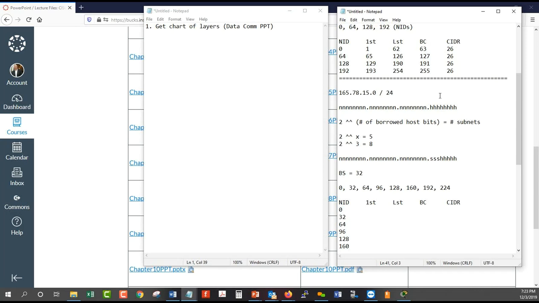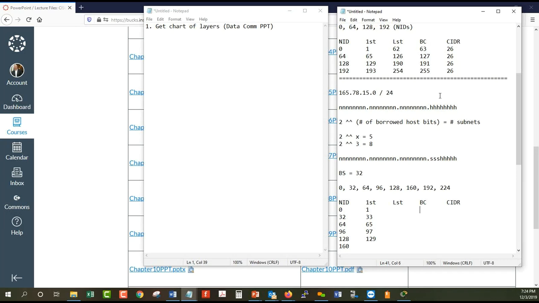So we put in our first host address, always one more than the network ID. So 1, 33, 65, 97, 129, okay? And I don't need this here. I don't need to really use that here. It's only in the broadcast that we really need it.